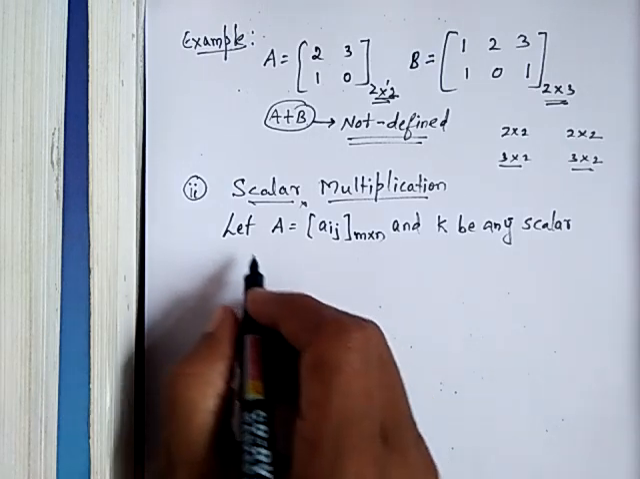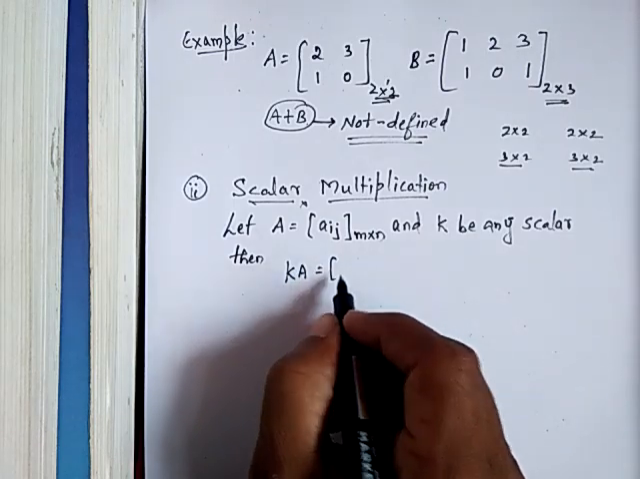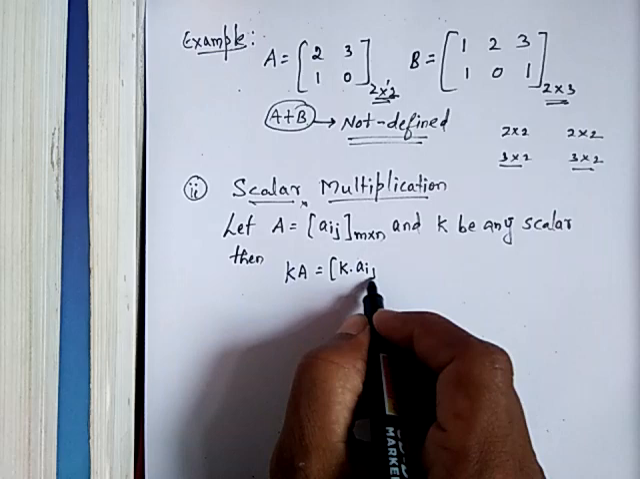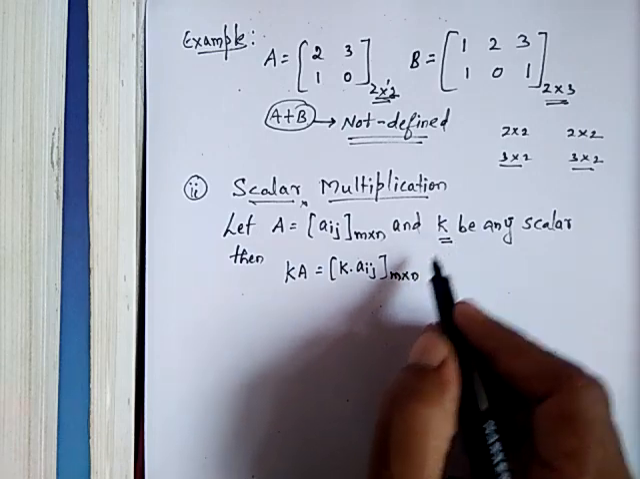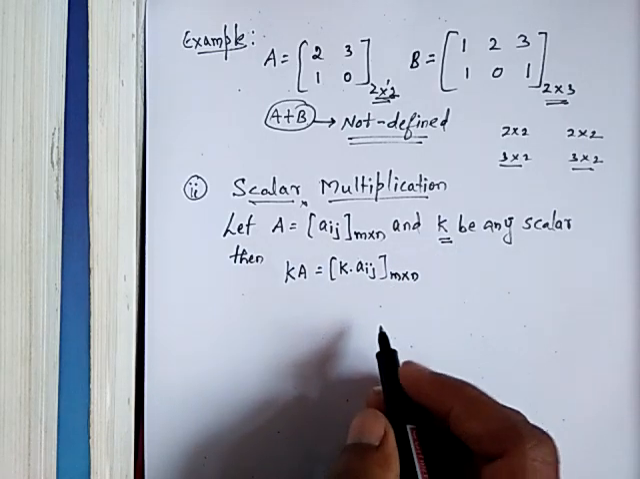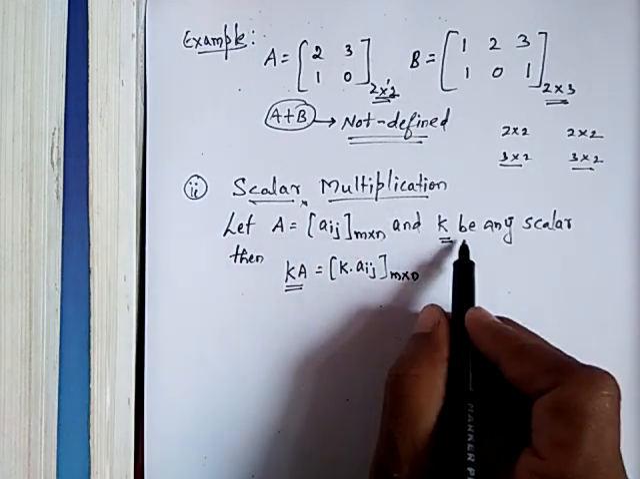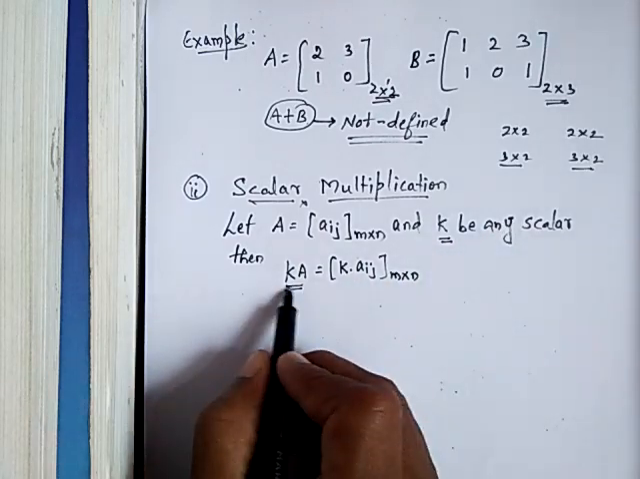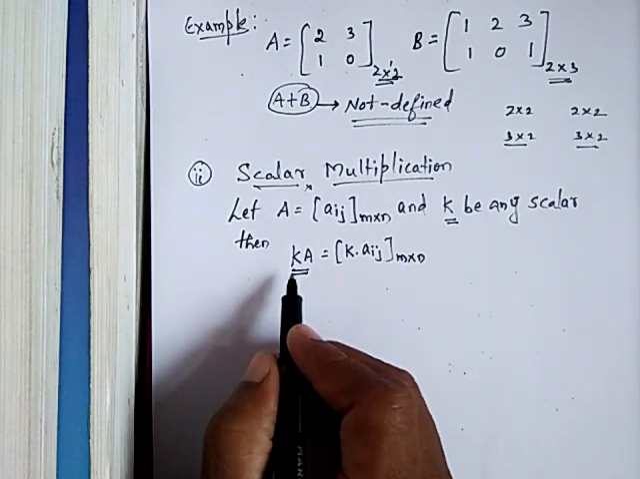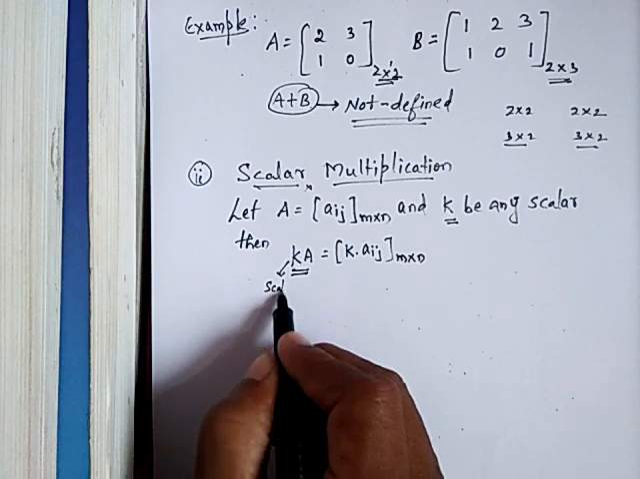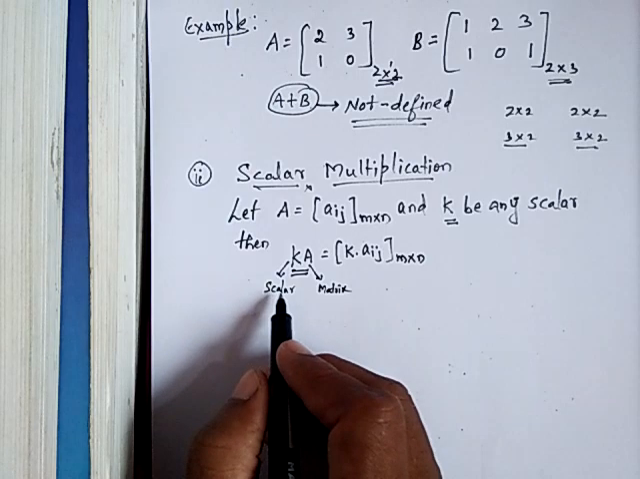Then we can define this one, it is denoted by kA, which is equal to k into aij, of order m by n only. The scalar will not affect the order of the matrix. It is denoted as scalar multiplication. A is a matrix like this and k is any scalar, you can denote this as k into A, that is kA, where k is the scalar and A is your matrix. So the matrix is multiplied by the scalar k.